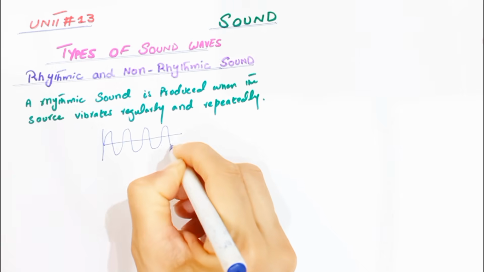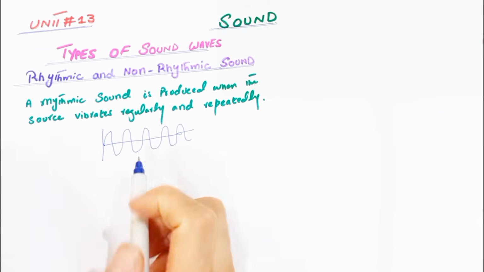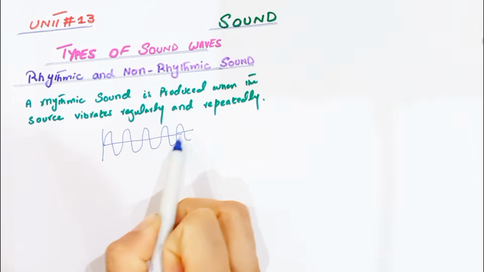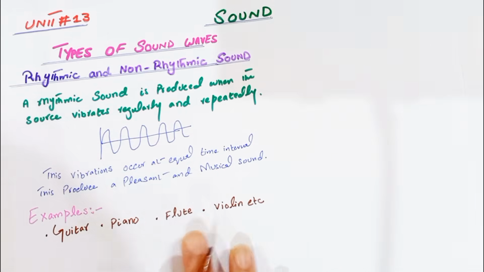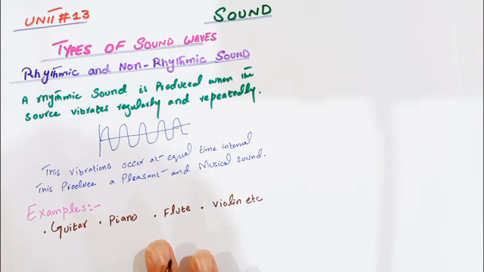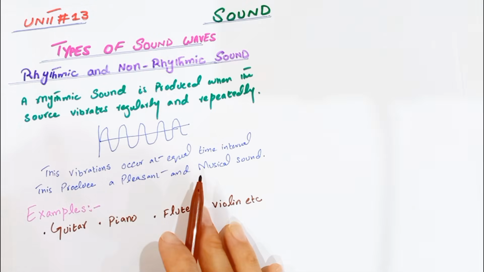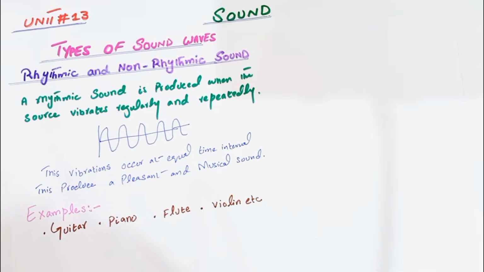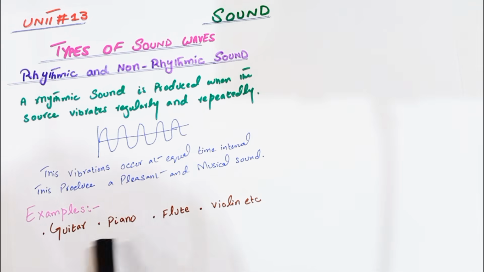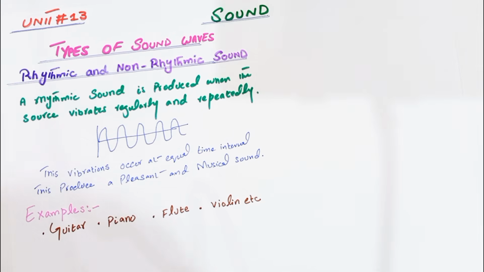If we look at the waves closely, we see that the vibrations occur at equal intervals of time. These are types of devices that produce rhythmic sound because they vibrate at equal intervals of time. These instruments produce regular vibrations, so they create musical sound.